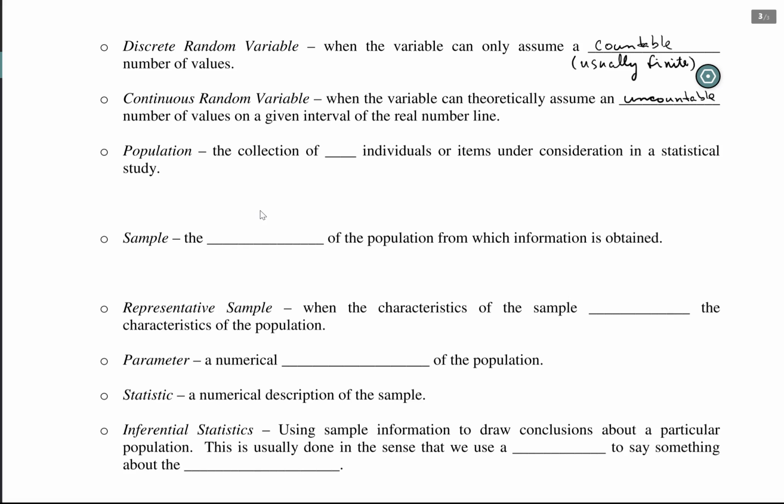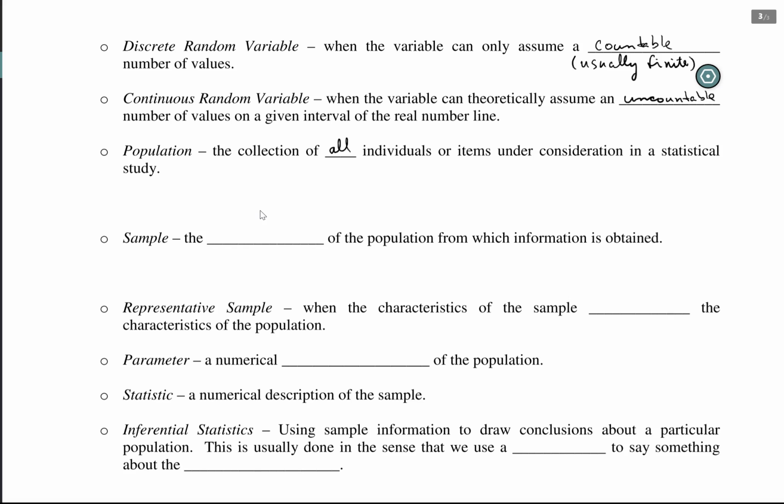So we have these variables and random variables. Some more important terms for us is this idea of a population. Now, the population is the collection of all individuals or items under consideration in a statistical study. So if we think back to the study above, dealing with couples wanting to conceive, that would be the population. Women that are at childbearing age, that are desiring to conceive. We would be interested in studying that population.